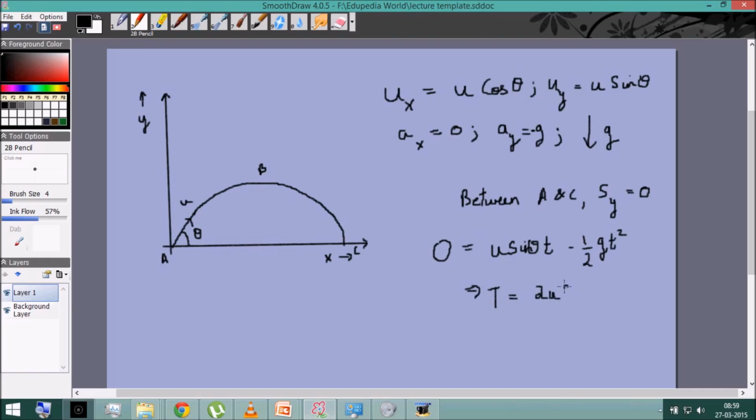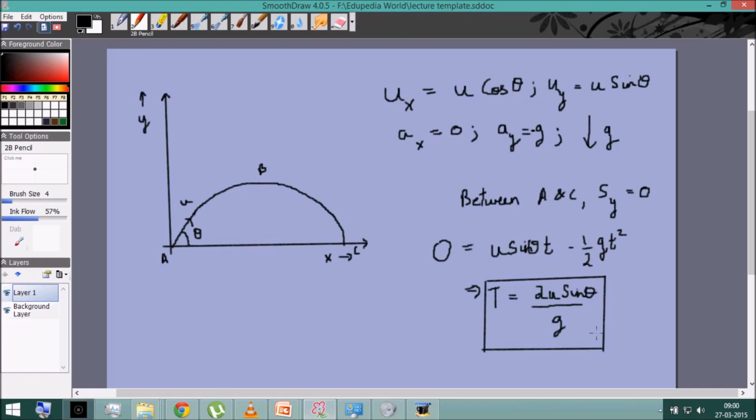So we'll use the second equation. That is 0, that is Sy, is equal to Uy t, that is u sin theta t, plus half a t square, that is minus half g t square, because a is minus g. Which gives me time. I write it as capital T because this is the time of flight, a very specific quantity. We find it to be 2u sine theta by g.